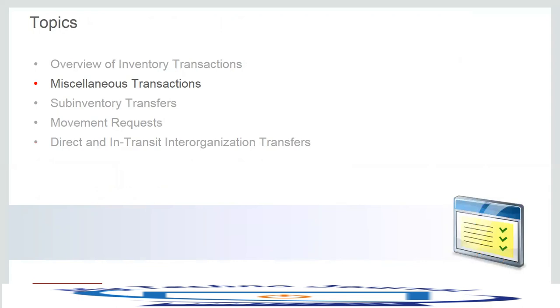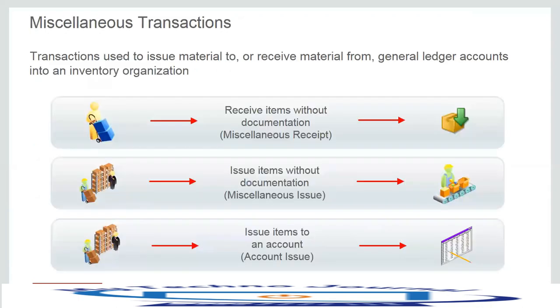So the next topic is on miscellaneous transactions. In this particular diagram, we have depicted how miscellaneous transactions enable you to issue material to individuals or projects that are not in inventory, receiving or manufacturing. Suppose you want to issue a material to a research and development group or an accounting department, we could use this miscellaneous issue.